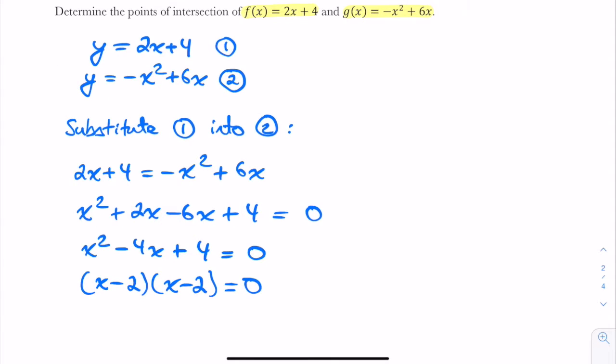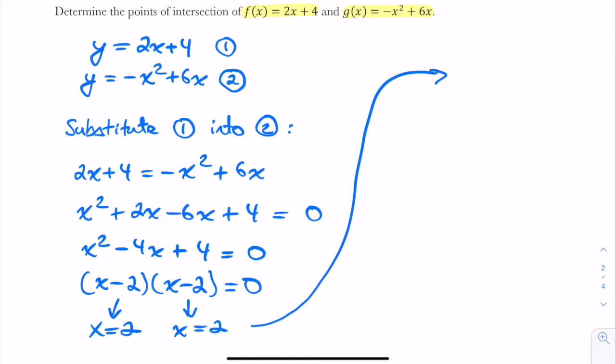So now that we factored it, we just simply look at where each of the two factors is equal to 0. And I hope you can see that we're going to get a repeated root. Here we get that x equals 2, and here we get the exact same root, x equals 2. Now notice we just found the x-coordinate of the point of intersection. To find the y-coordinate, you need to substitute x equals 2 into one of your two equations.